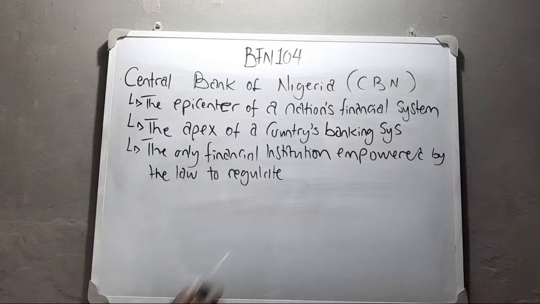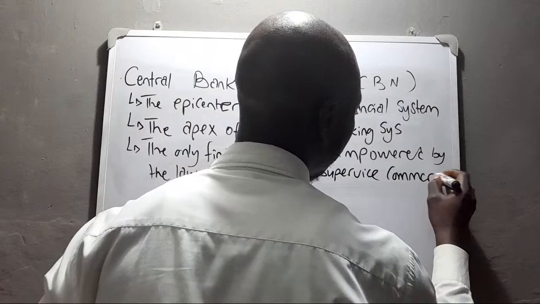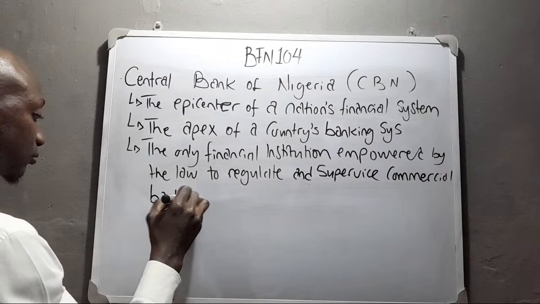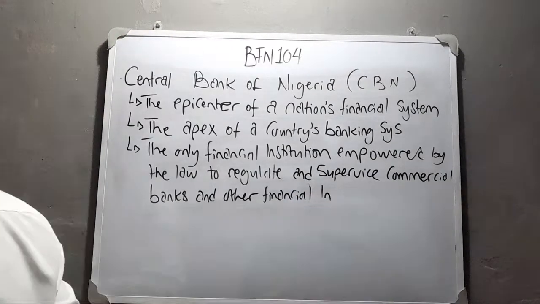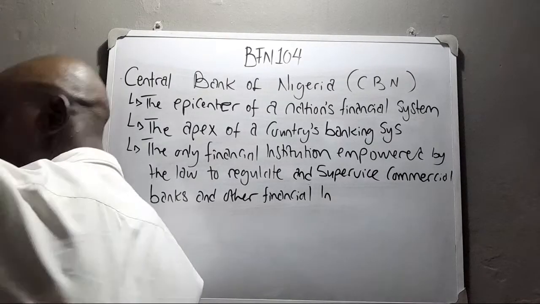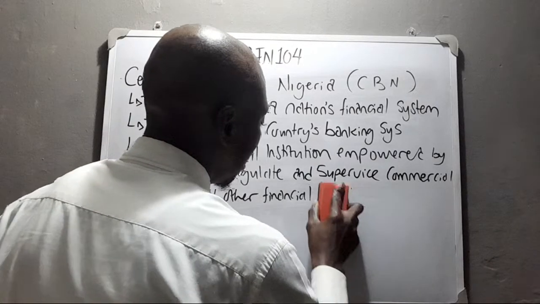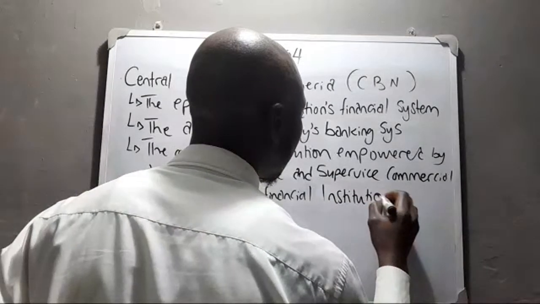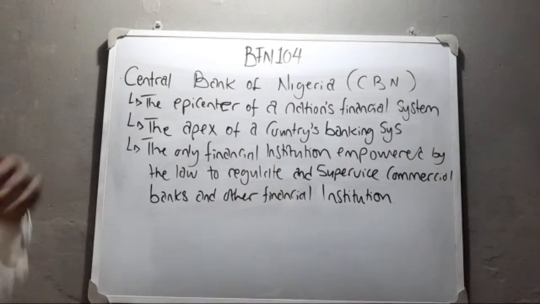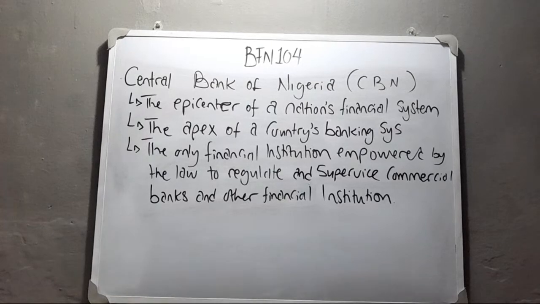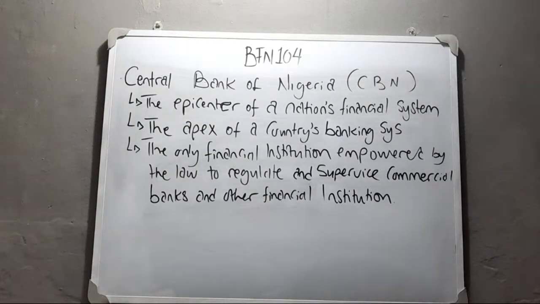Regulate and supervise commercial banks and other financial institutions. Okay, we have financial institution. So the Central Bank of Nigeria is the only financial institution that is legally authorized by the law to supervise and regulate banks, commercial banks, and other financial institutions in the country. So we have that, and we may move on.